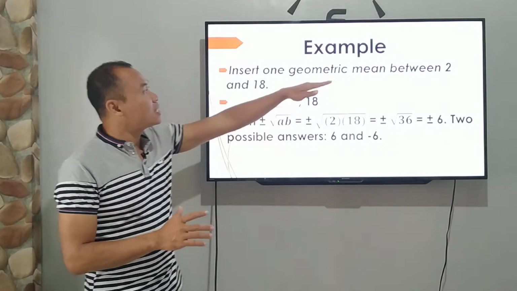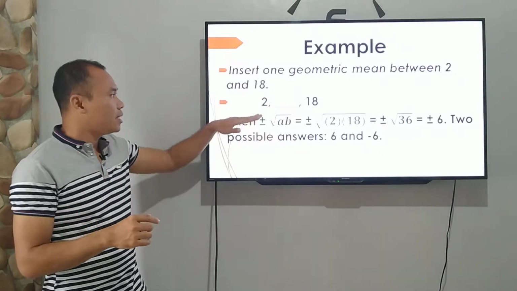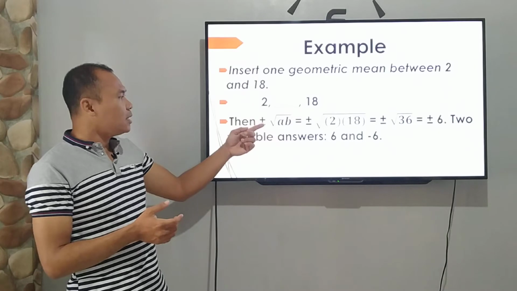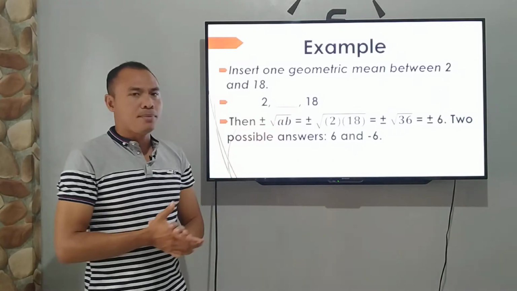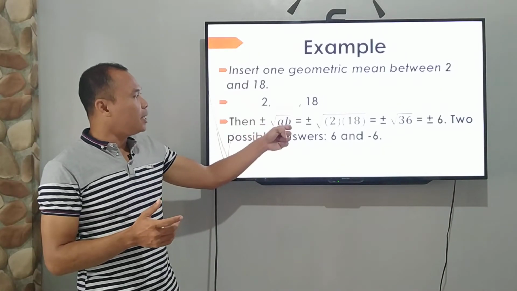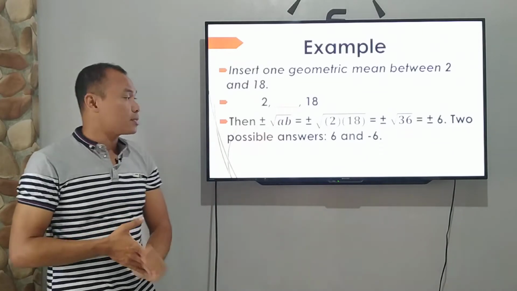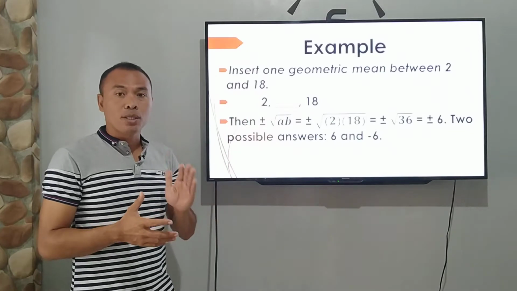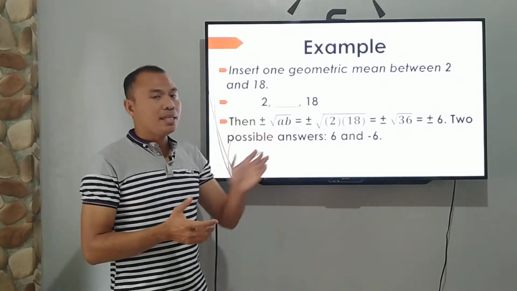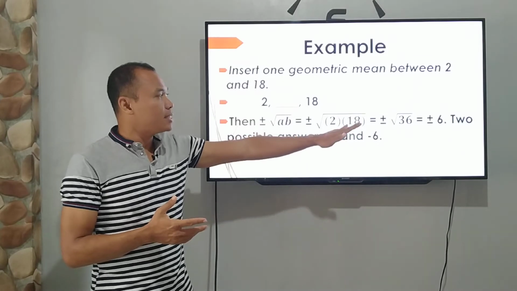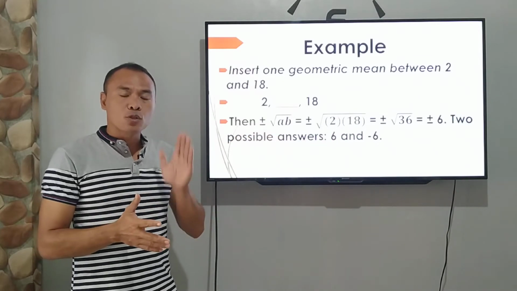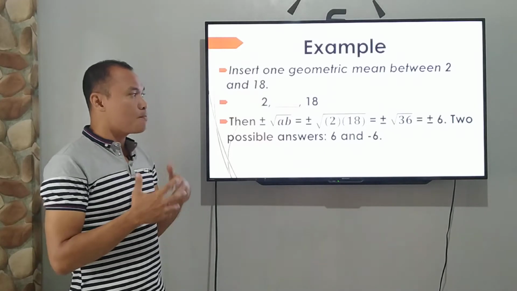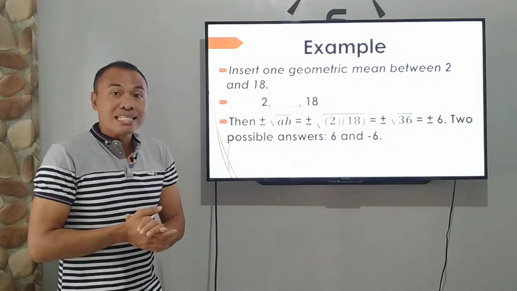So, let us have, since mean siya, isa lang ang hinahanap. Example 2 and 18. Go back to our formula. Positive, negative square root of AB. So, what is our A and B? That is the first and last terms. So, the first term is 2 and the last is 18. So, you just simply multiply. 2 times 18 is 36. So, positive, negative square root of 36. And what is the square root of 36? It's positive or negative 6.